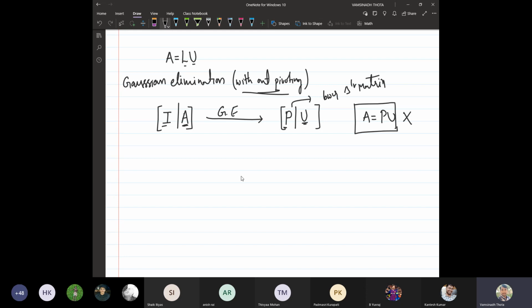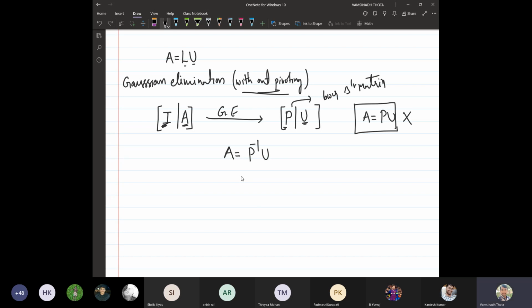But A will be equal to P inverse times U. Why P inverse? Whether P inverse exists? Of course it will exist. Why? Because it is an identity matrix and we are doing elementary row operations. So the non-singularity of the identity matrix will not vanish. It will remain the same. So the P inverse exists.